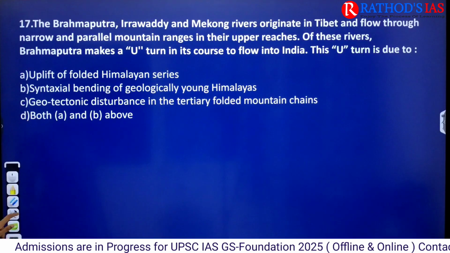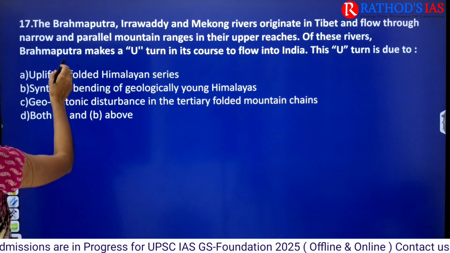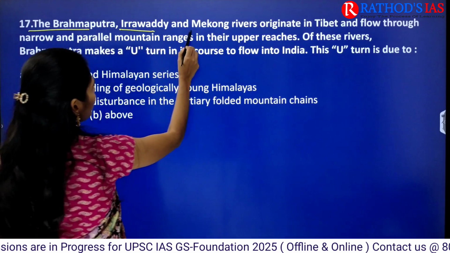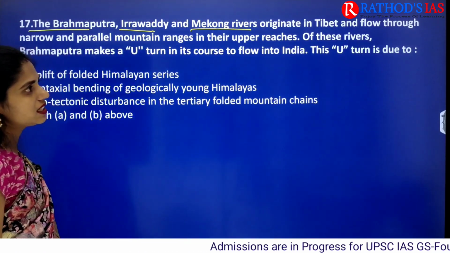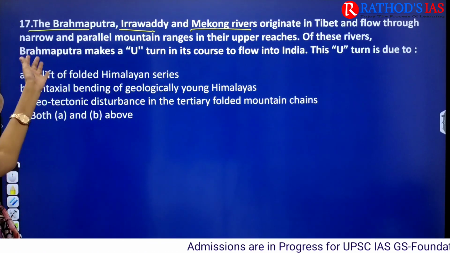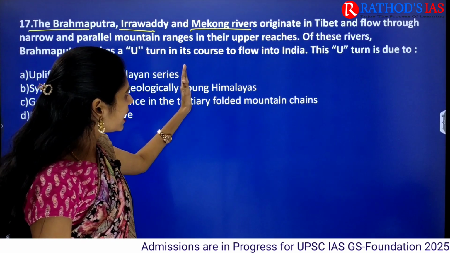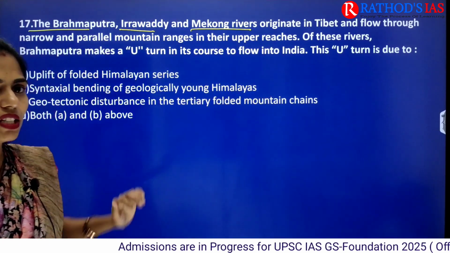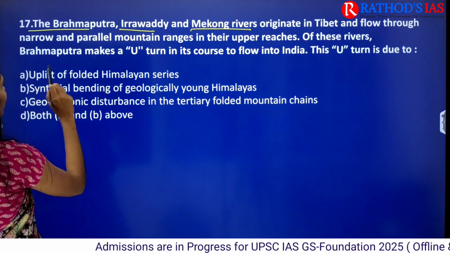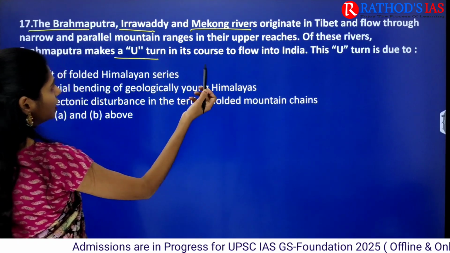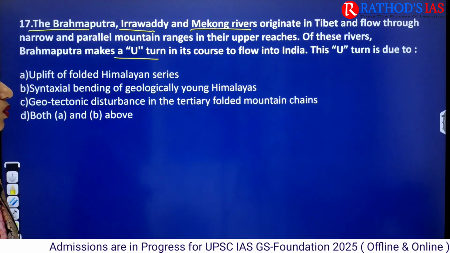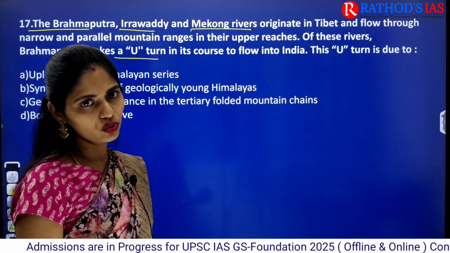And let us see the next question. The Brahmaputra, Irrawaddy and Mekong rivers originate in Tibet and flow through narrow and parallel mountain ranges. In the upper reaches of these rivers, the Brahmaputra makes a U-turn in its course to flow into India. This U-turn is due to.